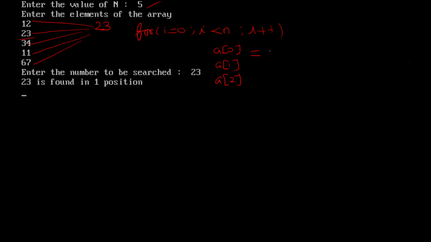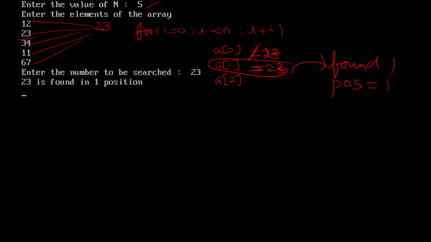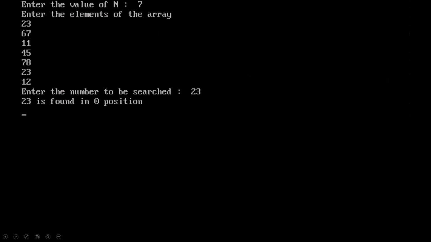A of 0 is equal to 23? No. A of 1 is equal to 23? Yes. If yes, then we say found is equal to 1, position is equal to 1. That's the position A of 1. So we say 23 is found in position 1.